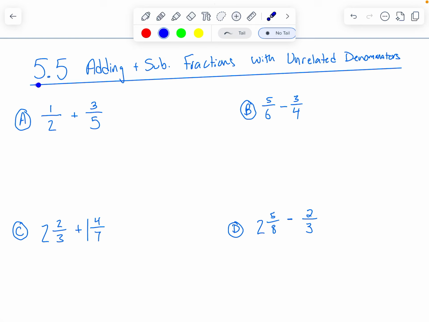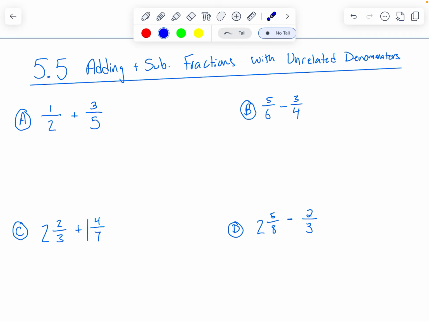Okay guys, so today we're going to do 5.5, adding and subtracting fractions with unrelated denominators. And this unrelated denominator concept, you don't need to know the words, but you need to know the idea. When we look at these two fractions, I can't just convert and get an equivalent fraction that changes one fraction so it has the same denominator as the other. It's harder to do that. So today we're going to have to change both fractions.